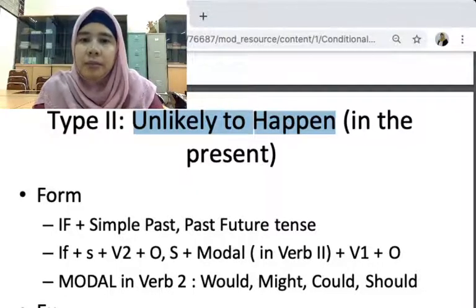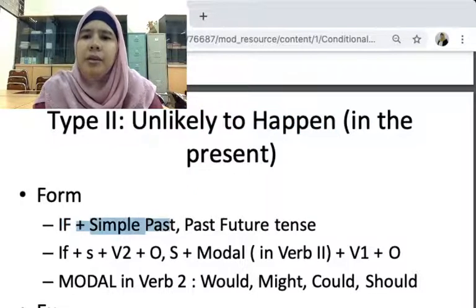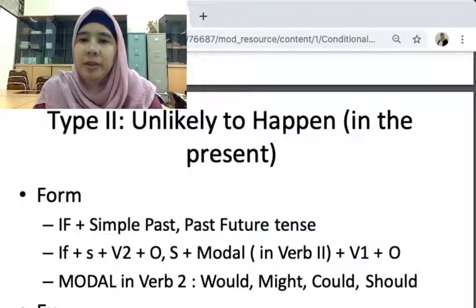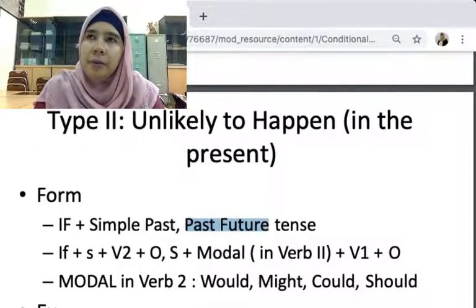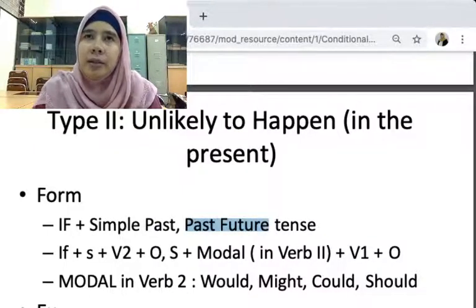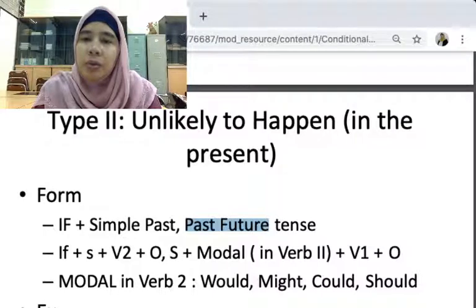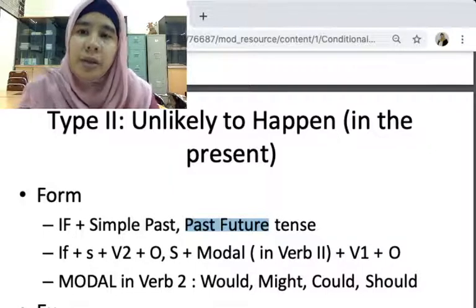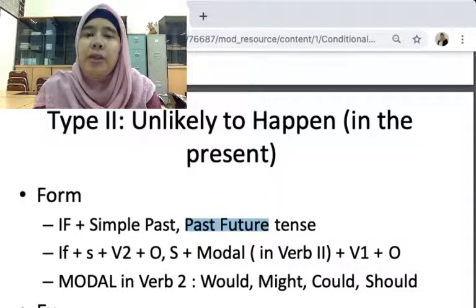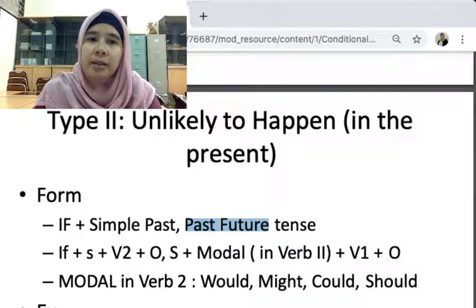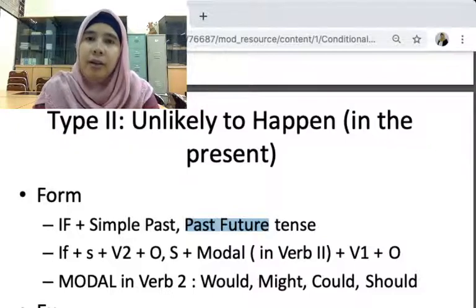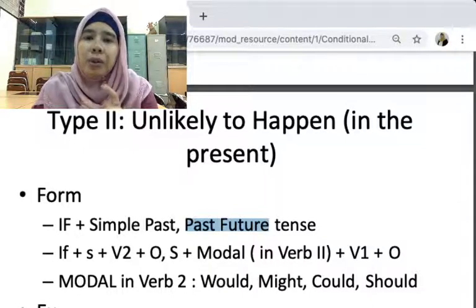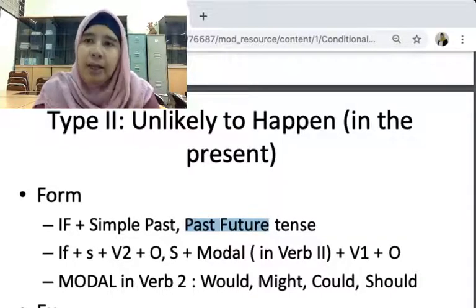This is the formula. If, then simple past, then past future tense. Okay, don't get confused by the term past future. Perhaps you remember that in the tenses meeting I gave you 12 tenses in English, and actually there should be 16 tenses in English. Why did I only explain the 12 of them? Because I would like to give you the rest of the tenses in the conditional clause, because it is suitable with the context. The context is more precisely in the conditional clause.